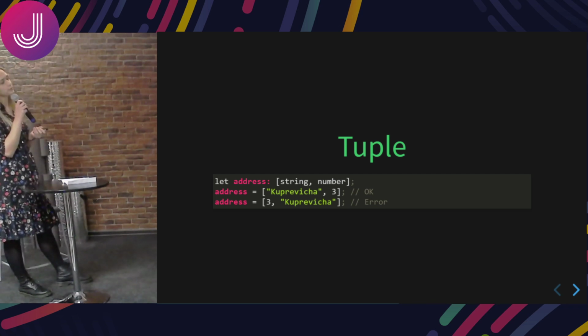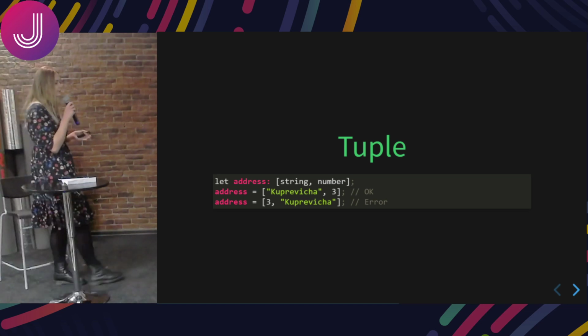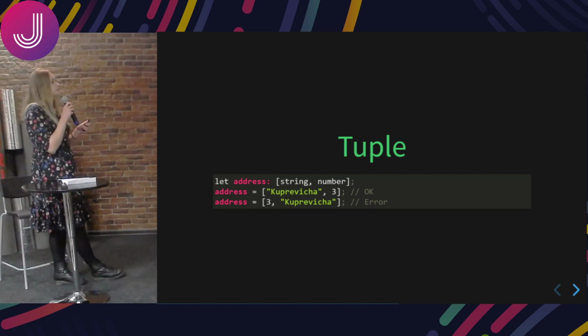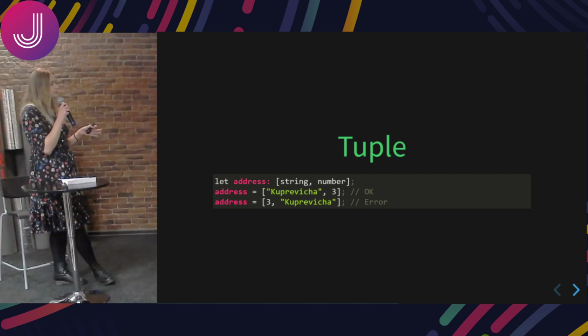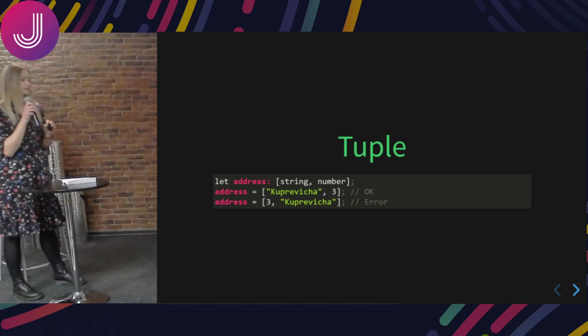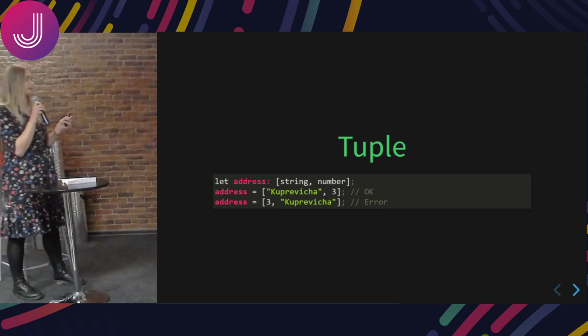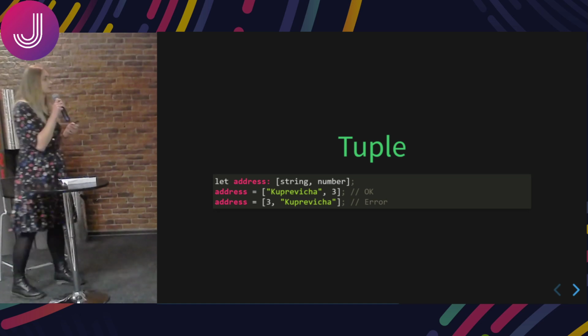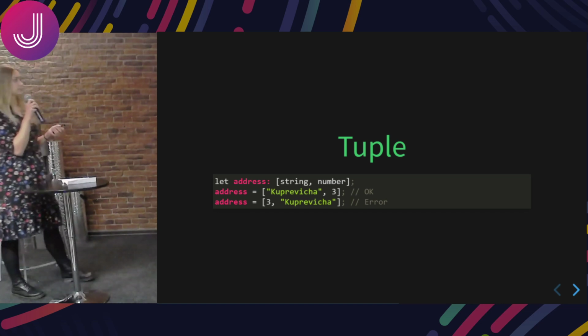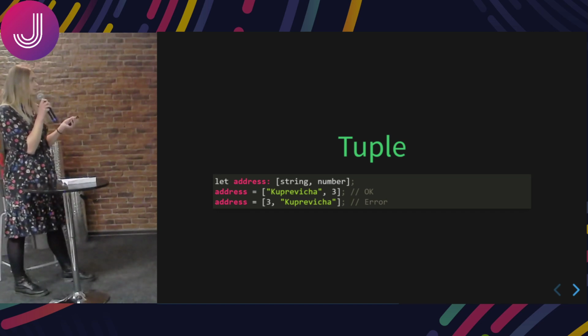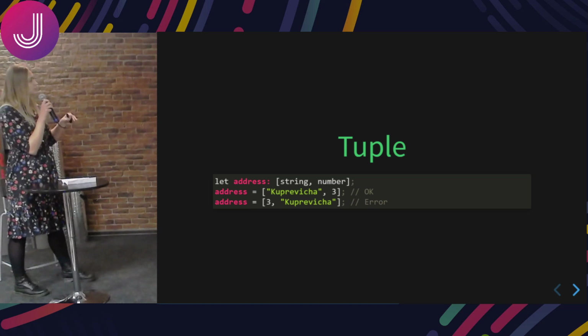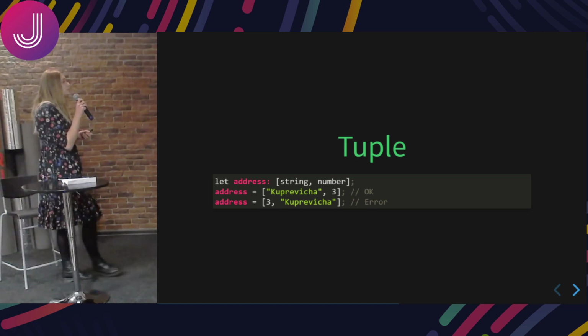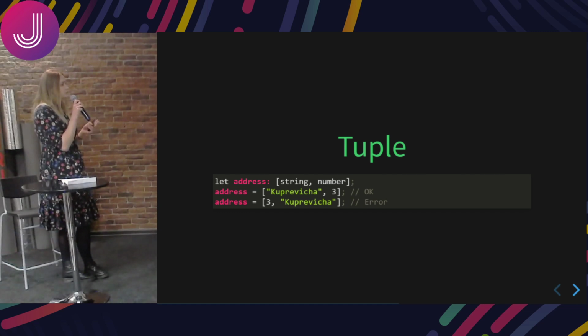So the next type I would like to discuss is tuple. Tuple is a type which helps you to express an array with a fixed number of elements with certain types, but these elements can change. For example, the first example is where the first value in the array is Kuprevich and second is 3, so it's valid. But the last example is 3 and Kuprevich. It will cause an error because you switched the types of array elements.